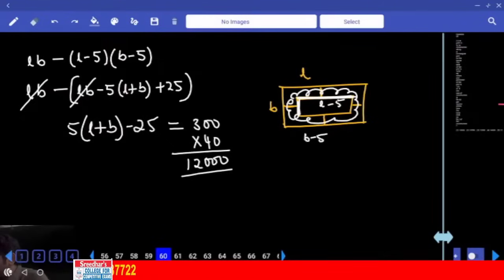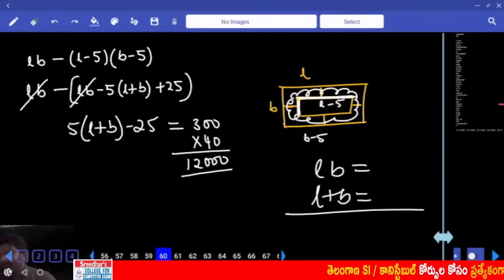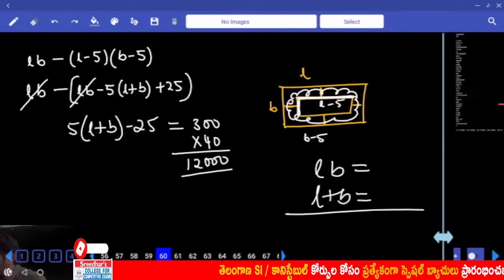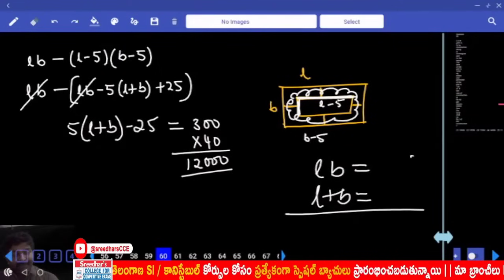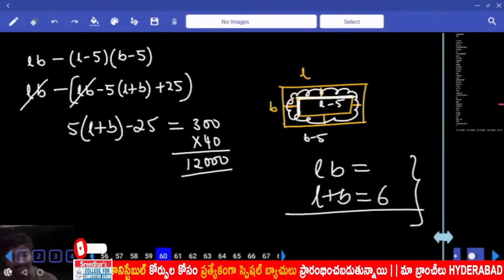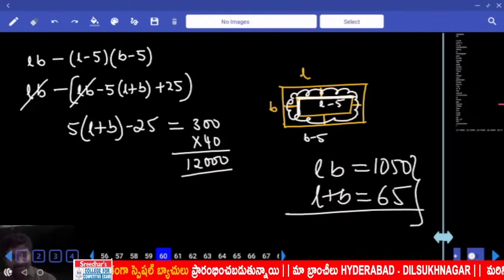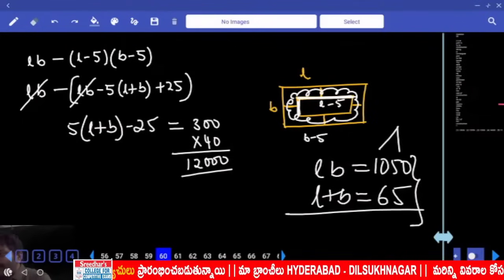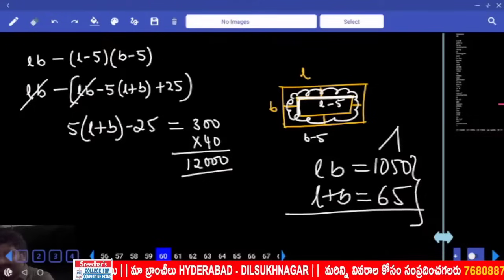area. Got it? Usually when you know the LB value and the L plus B value, using an algebraic equation people try to identify the length and breadth. If not an algebraic equation, people go for assumption. Like L plus B is 65 and LB is 1050. People try to identify this as a product of two numbers where the sum becomes 65. So don't go for that assumption, which takes a lot of time.